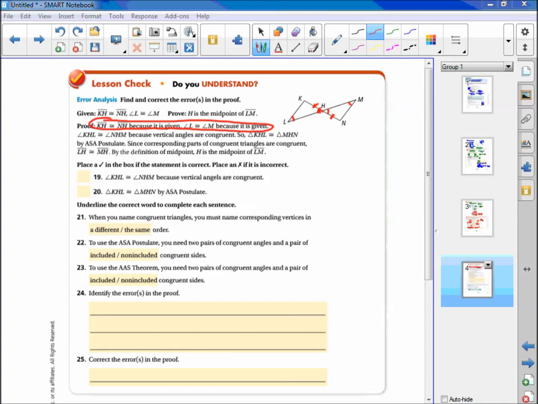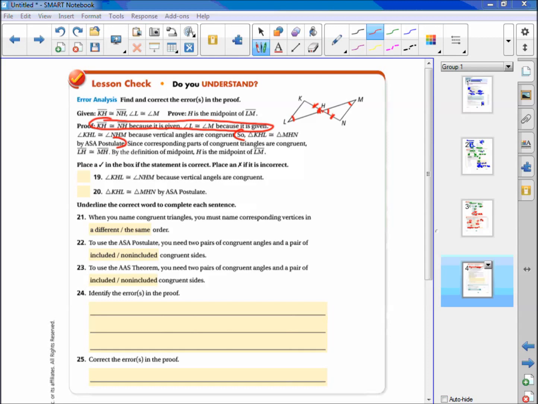They have some problems with this statement: by angle, side, angle postulate. There are a couple of things wrong in that statement, and we'll fix them later. Then, since the corresponding parts of the congruent triangles are congruent, we know that LH and MH are the same by the definition of a midpoint, because H is the midpoint of LM.